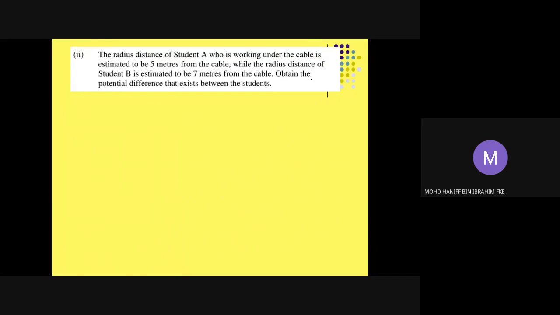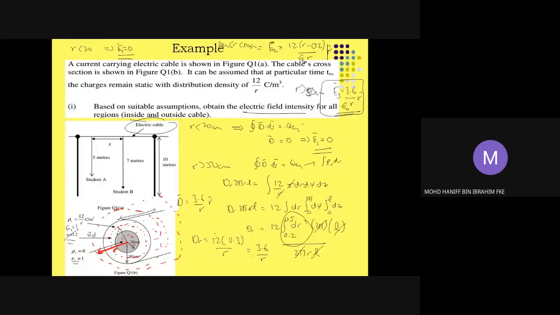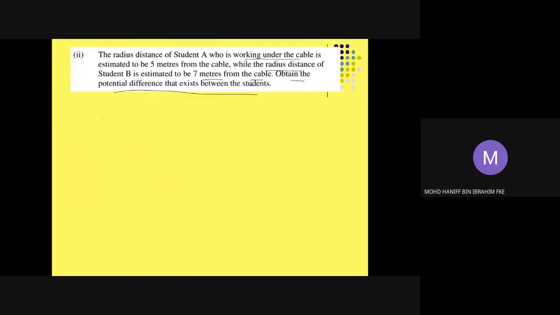2. The radius distance of student A who is working under the cable is estimated to be 5 meters from the cable, while the radius distance of student B is estimated to be 7 meters from the cable. Obtain the potential difference between the students. So student A has a distance of 5 meters, and student B has a distance of 7 meters from the cable. The question is to find the potential difference between the students. So what should be the potential difference in this particular case?